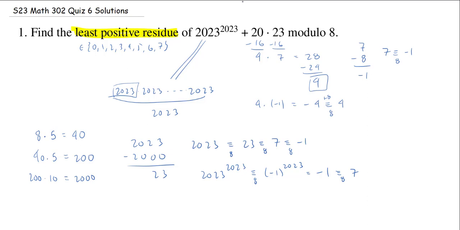All right, so in total we ended up with a 7 plus a 4. Or look, I even could have kept it as a -1 plus a 4. That would have been great too, because -1 plus 4 would be 3. Or if I do 7 plus 4, I get 11, but modulo 8 that is also 3. And so there we go. There's our answer. So 2023 to the 2023rd power plus 20 times 23 is congruent to 3 modulo 8.